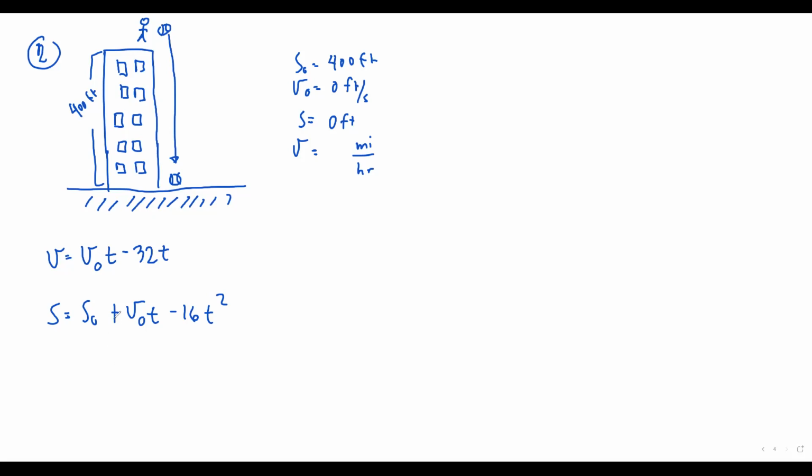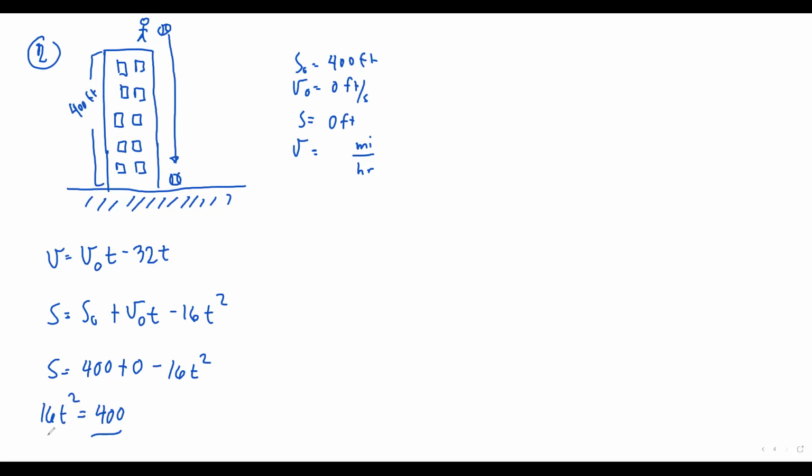Technically, we only have 2 working equations in free fall, just 1 and 2. So first, let's solve for what time it will hit the ground. S is equal to 400 plus 0 minus 16T squared. This is 0 too, right? So 16T squared is equal to 400.